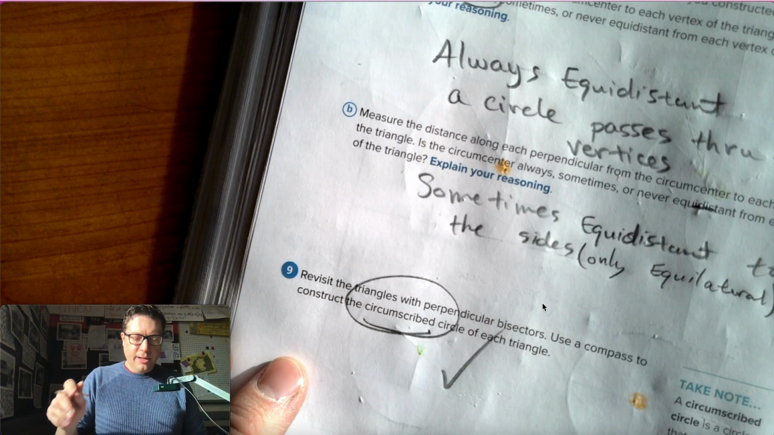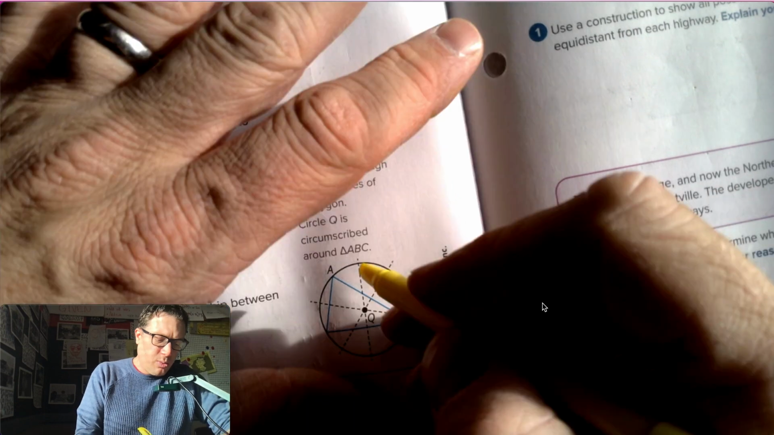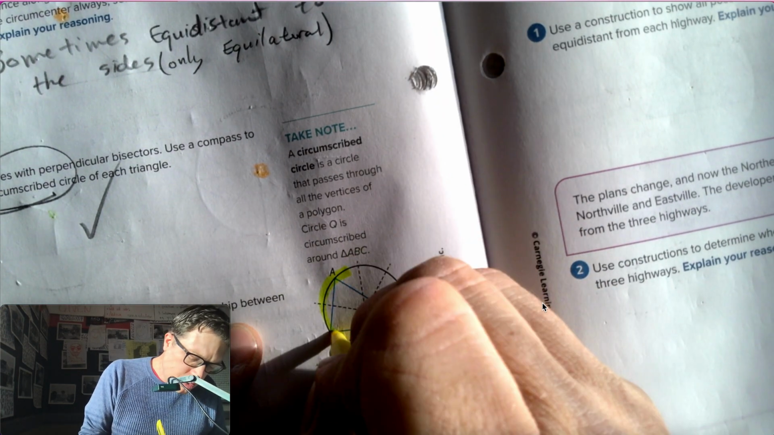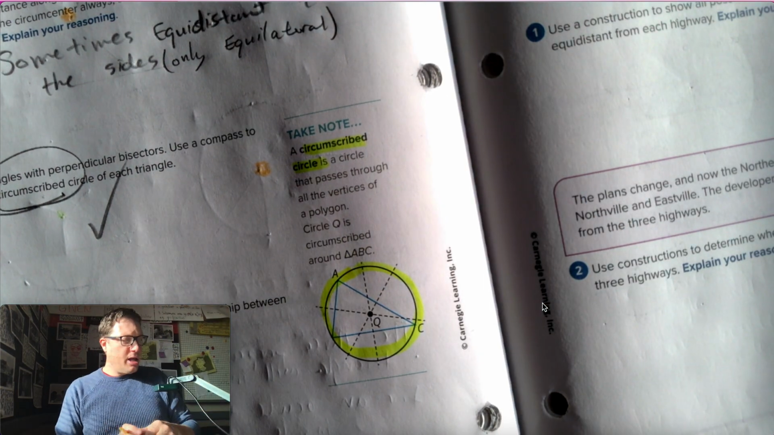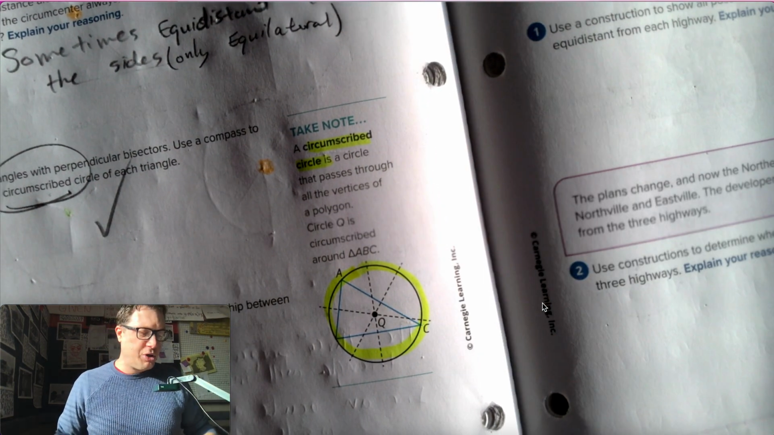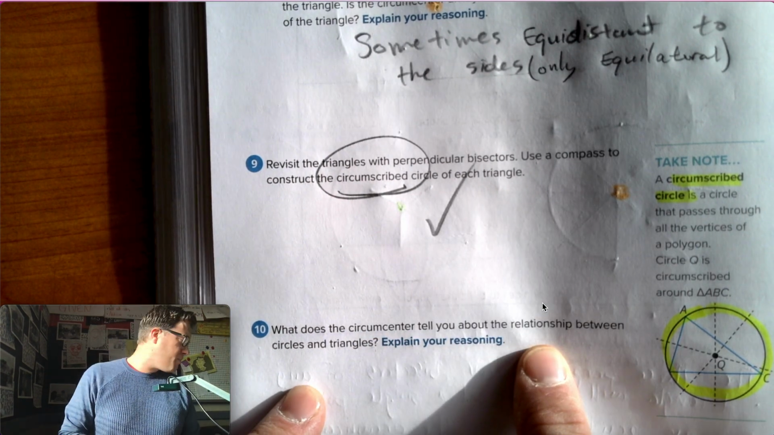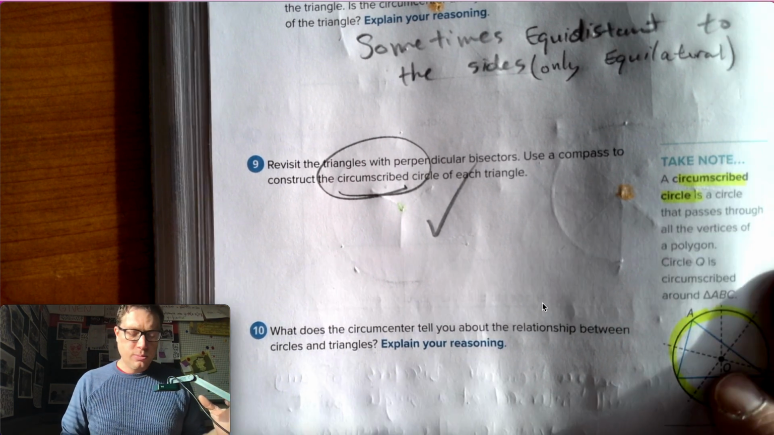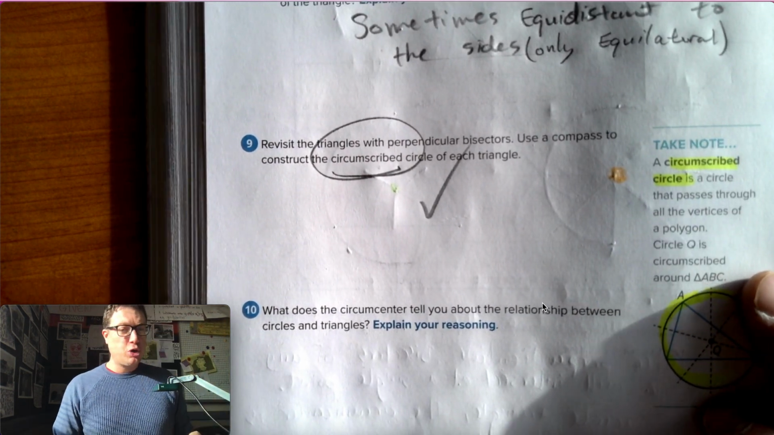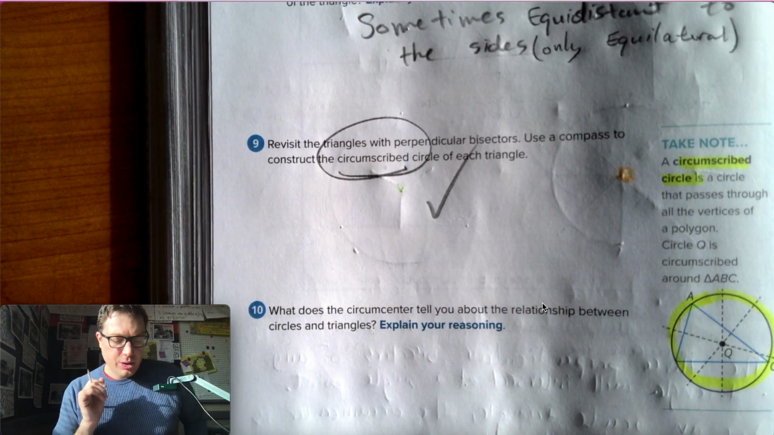So back on page 266, check. Oh, they give a lovely example right here. This is what they want you to create. The circumscribed circle is the one that goes around the outside corners of the triangle. So what does the circumcenter tell you about the relationship between circles and triangles? You can circumscribe a circle around any triangle. In order to do that, you need circumcenters.